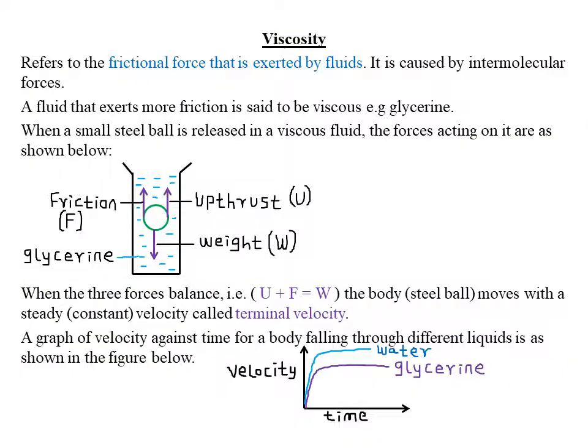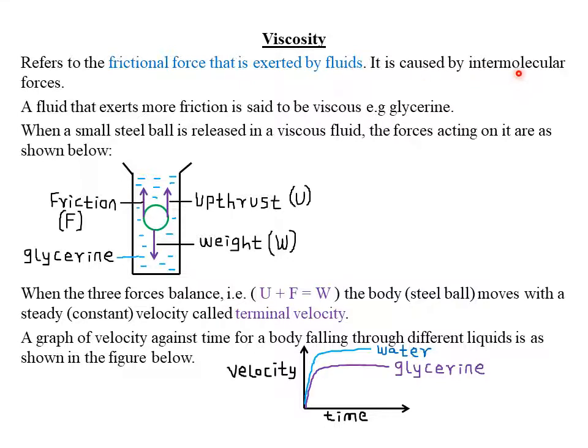Next, we look at viscosity. We are saying that viscosity refers to the frictional force that is exerted by a fluid. So frictional force in fluids, we call it viscosity. And viscosity is caused by intermolecular forces between the liquid or the fluid particles. Remember, when you talk of intermolecular forces, we mean cohesive and adhesive forces. Those are what we call the intermolecular forces. And remember, when we talk of a fluid, we mean either a liquid or a gas. And we are saying that viscosity is the frictional force that is exerted by fluids.